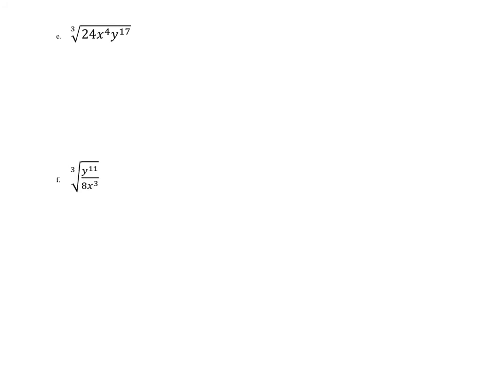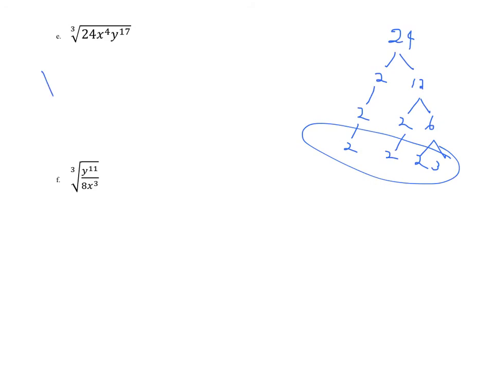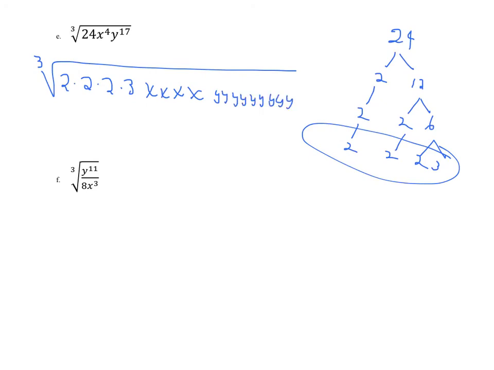Now let's look at cube roots. Again, we're thinking of triples that come out as singles. So let's do the triple-y thingy. For 24, we can do 2 times 12, 2 times 6, 2 times 3. The prime factorization of this looks like 2 times 2 times 2 times 3. And then I'm going to write out those x's, and then I'm going to write out the y's: 1, 2, 3, 4, 5, 6, 7, 8, 9, 10, 11, 12, 13, 14, 15, 16, 17.